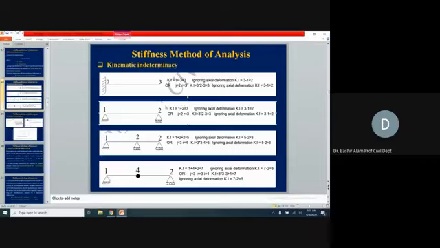1 degree is coming from the left support, which is a hinge support. Then 4, according to the definition now, is coming from this middle, which is an internal hinge. From where this 4 is coming, we have 2 rotations and 2 translations. And from the right support, which is a roller support, we have 2 kinematic indeterminacies: one is horizontal translation and one is rotation here.